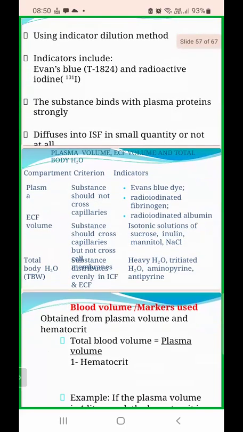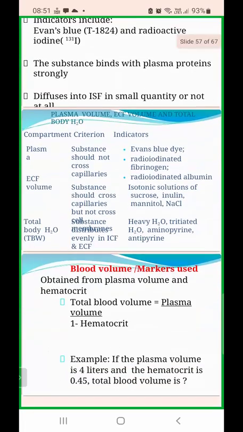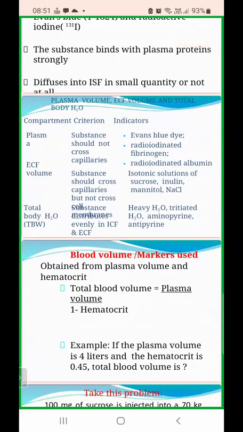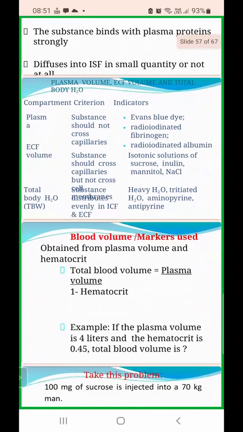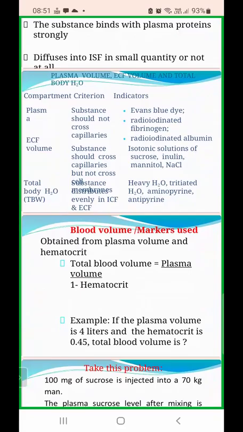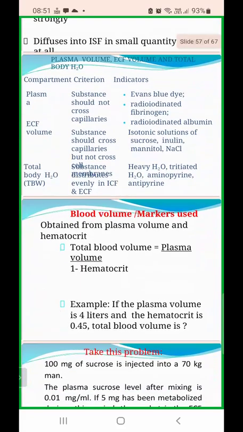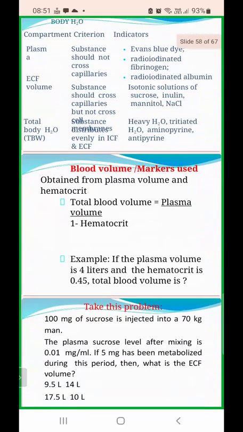For plasma, the criterion is that the substance should not cross the capillaries. So we have suitable indicators like Evans blue dye, radioiodinated fibrinogen, and radioiodinated albumin. For ECF volume, the substance should cross the capillaries but not cross the cell membrane, so isotonic solutions of sucrose, inulin, mannitol, and NaCl. For the total body water, the substance should spread evenly in ICF and ECF, so that is heavy water, tritiated water, and aminopyrine or antipyrine.